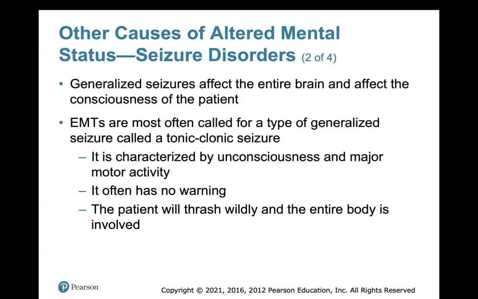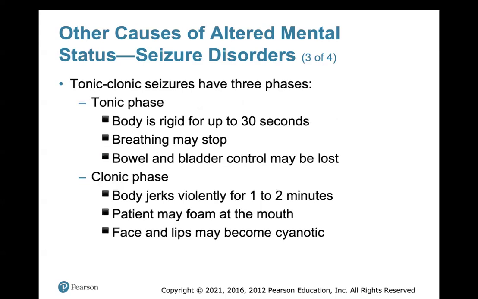The most often thing that we're called for is a tonic-clonic seizure, which is a generalized seizure characterized by unconsciousness, major motor activity, so the full shaking, rigidity, everything you'll see. Usually will have no warning. They will thrash wildly, and the entire body is involved. Tonic-clonic seizures have three phases. You have your tonic phase, which is where your body tenses up, hard as a rock, straight as a board. Breathing may stop for a second. Bowel and bladder control may be lost and may urinate or defecate on themselves.